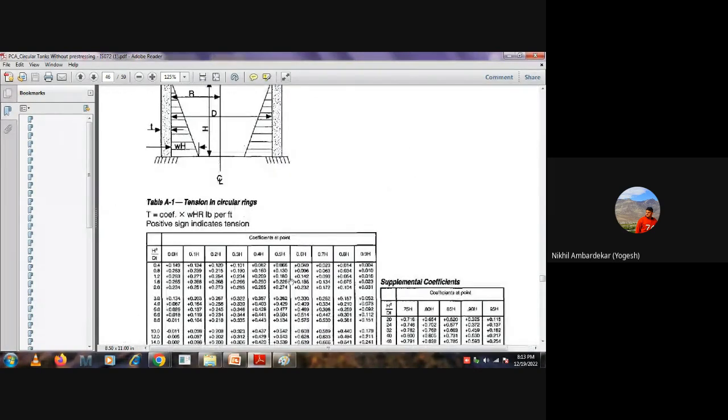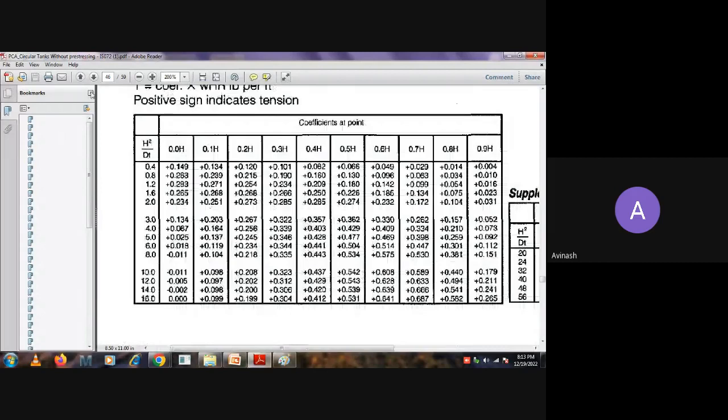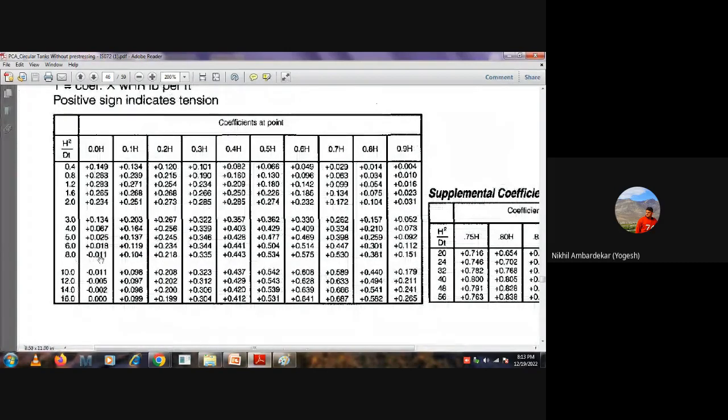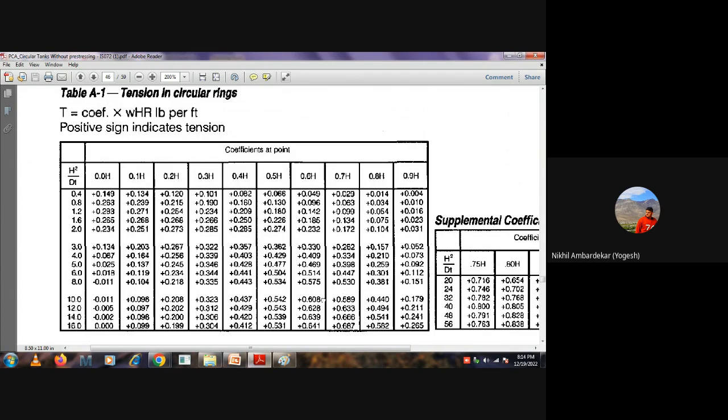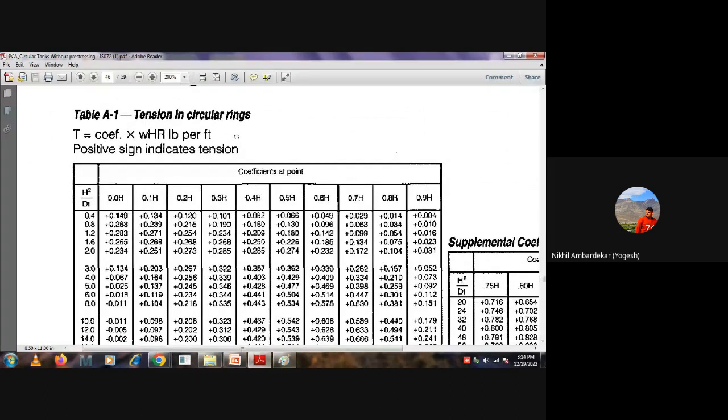It goes to 0.575. So this is the maximum. Don't consider any negative, because a negative means we are getting compression. Always consider the maximum positive values, which relate to the tension. So 0.575. Now calculate the tension. What will be the tension?